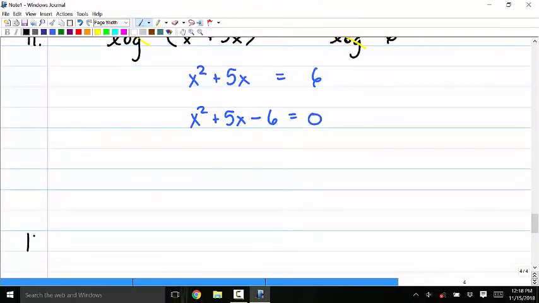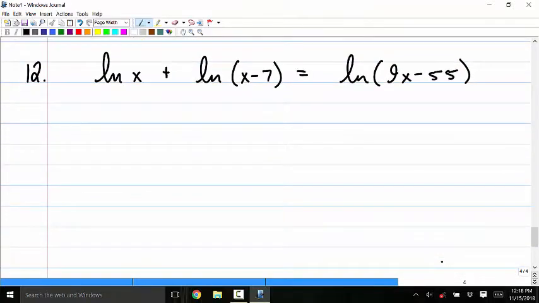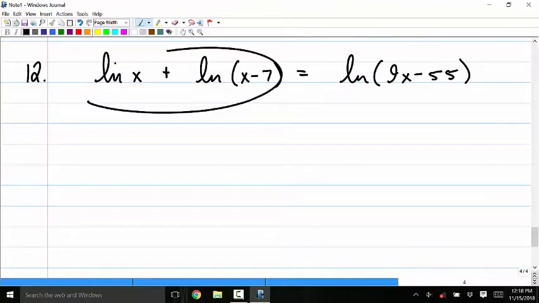Number 12. Natural log of x plus natural log of x minus 7 equals natural log of 9x minus 55. Do another multiply thing because you need to get that into one log. So what do you get? Tell me.